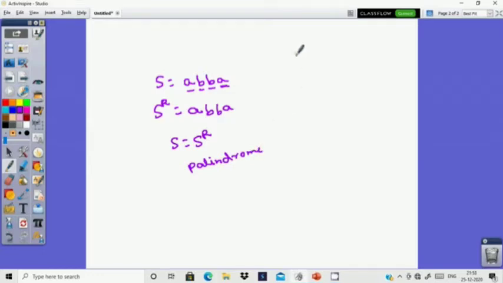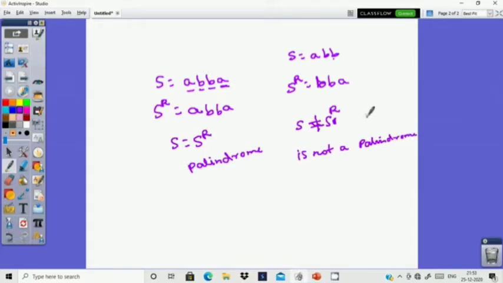Now I take a string S equal to ABB. If I want to reverse that, S to the power of R, you start from the right side: B, B and A. So what does it mean? S is not equal to S^R. In this case both are not equivalent, so it is not a palindrome.